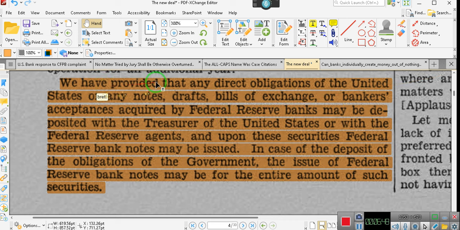We have provided, they've made provisions, that any direct obligation of the United States, or any notes, drafts, bills of exchange, bank records, acceptances, acquired by the Federal Reserve banks may be deposited with the Treasurer of the United States or with the Federal Reserve agents, and upon these securities, Federal Reserve bank notes shall issue, now Federal Reserve notes. Now pay attention. You don't make deposits.